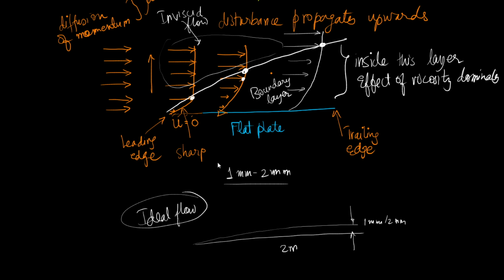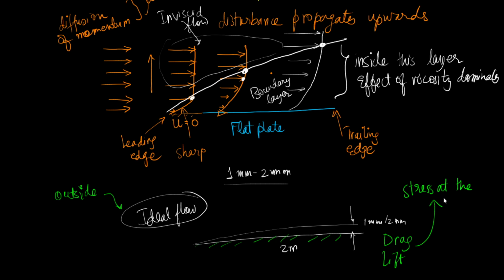And while this answer is partially correct, you can actually analyze everything as an ideal flow outside the boundary layer. So the flow profile outside the boundary layer can be approximated as an ideal flow. But in order to find out various important engineering parameters such as the drag or the lift, we need to accurately find out the stress. So this requires a calculation of the stress at the wall, and calculation of the stress at the wall requires an effective calculation of the velocity gradients at the wall.